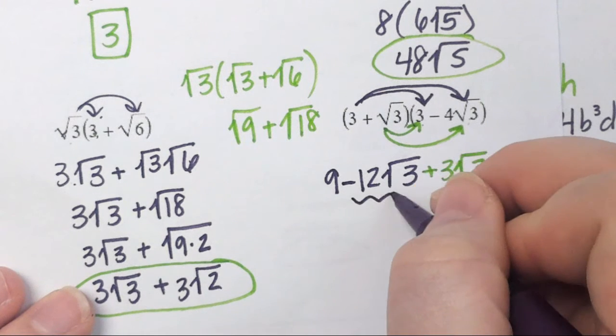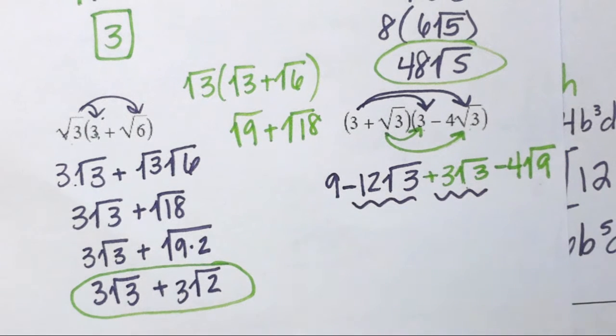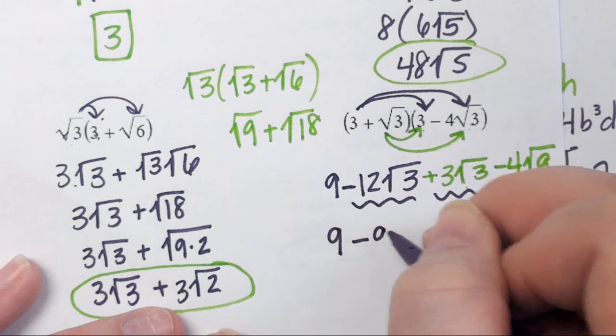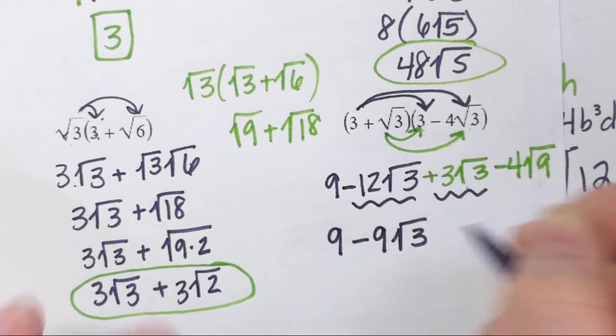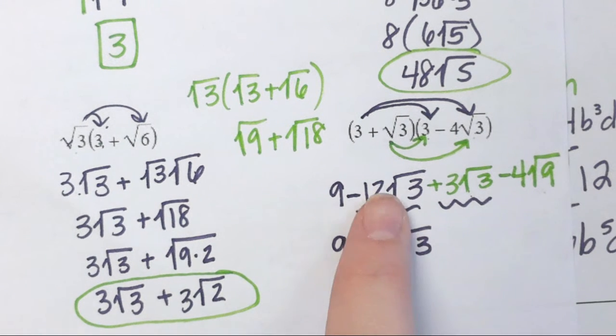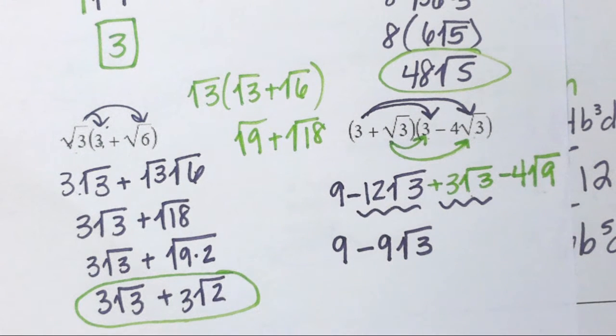So I've gotten a negative 12 and a positive 3. When I put those together, what do I get? Negative 9. So on my next line, I'm going to have 9 minus 9 square roots of 3. I brought that 9 down. I did negative 12 plus 3. I got negative 9.